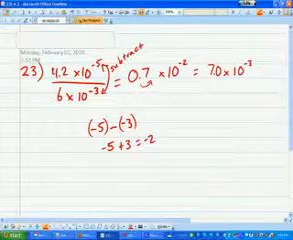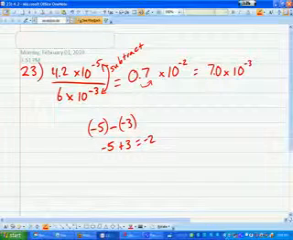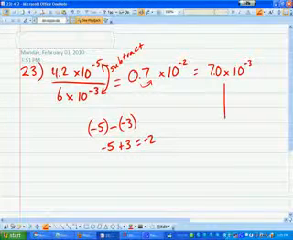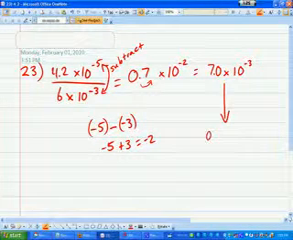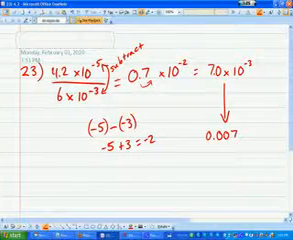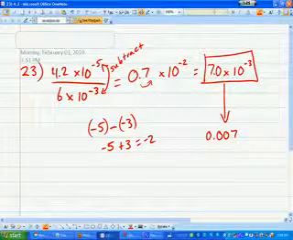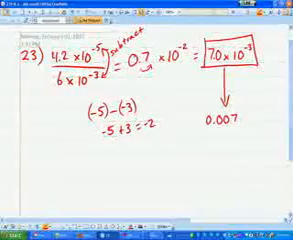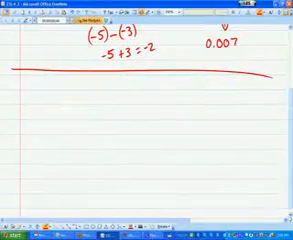So this 7.0 times 10 to the negative 3, as you all know, is actually representative of 0.007. That's the same thing, but in scientific notation, this would be our solution. All right, so there's number 23. Hopefully you worked that along with me, or check your own work. I have two more that I want to go through just briefly.